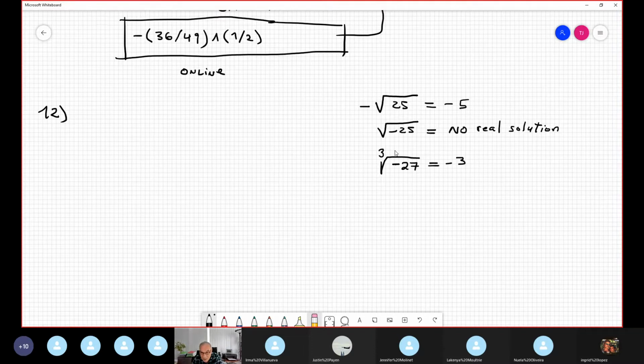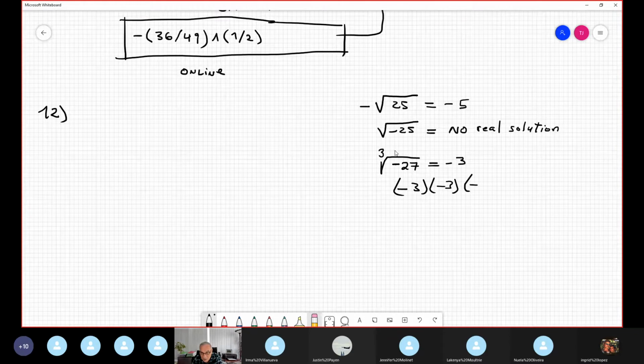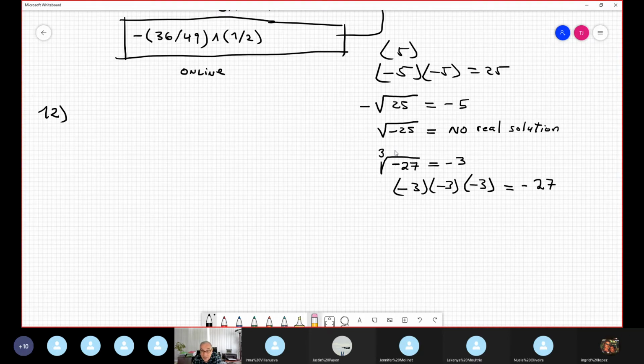Why? The reason is because negative 3 times negative 3 times negative 3, 3 times, because the cubic root is exactly minus 27, no? Because we have in total 1, 2, 3 negatives, so negative 27. And this is impossible because negative 5 times negative 5 is positive 25, and positive 5 times positive 5 is again the same value. And you never get negative 25.